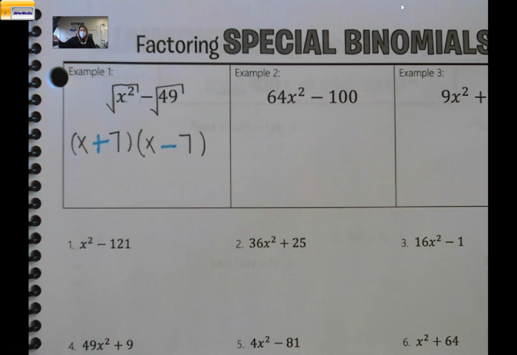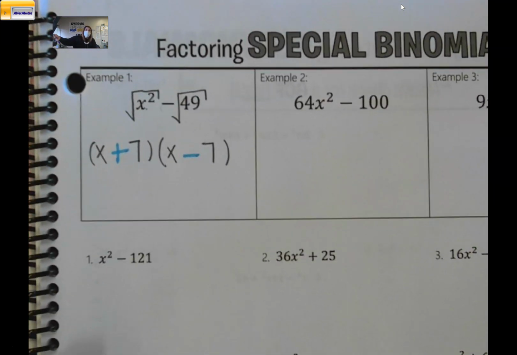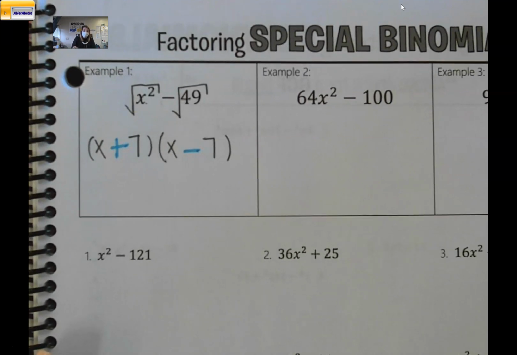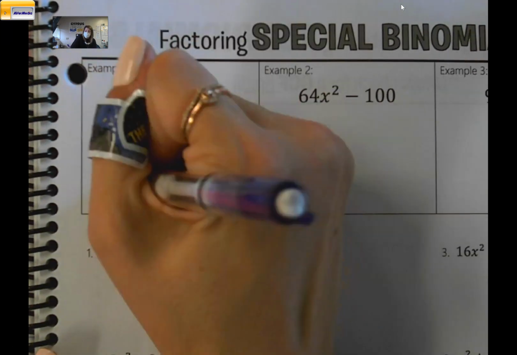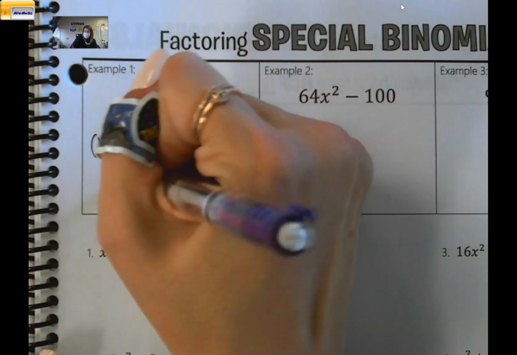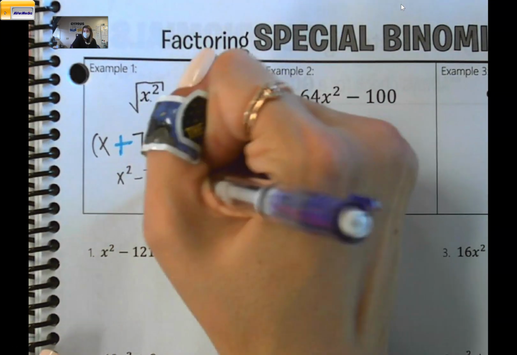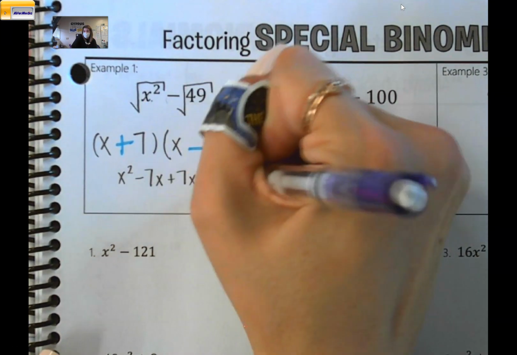Now I'm going to show you why this works. You do not have to write this down if you don't want to, and this is not part of the answer. I just want to show you that if you multiply it out, it does work. So you would end up getting x squared minus 7x plus 7x minus 49.